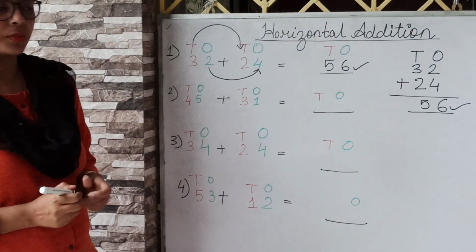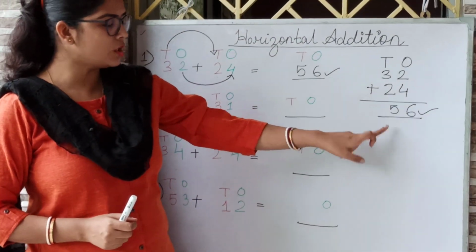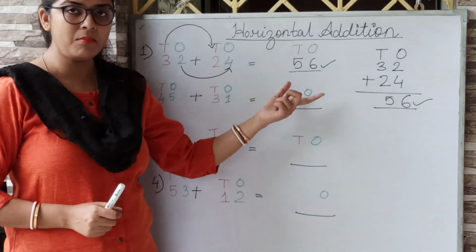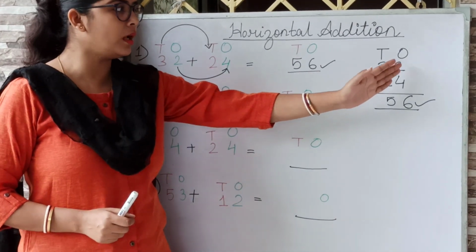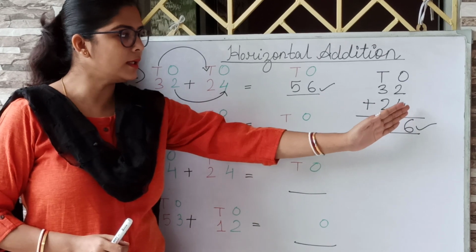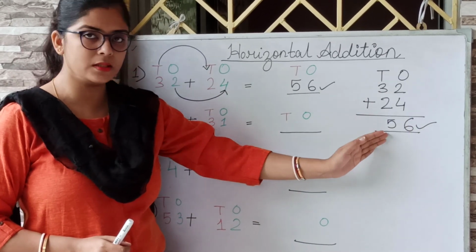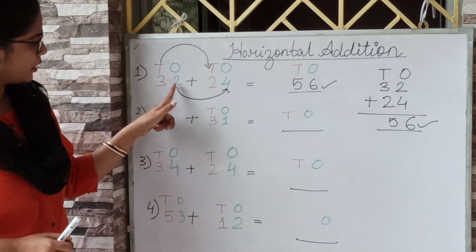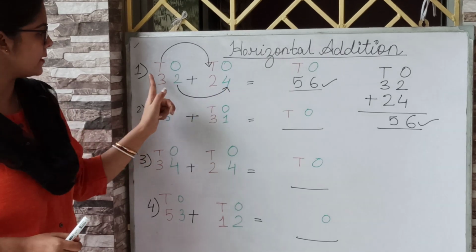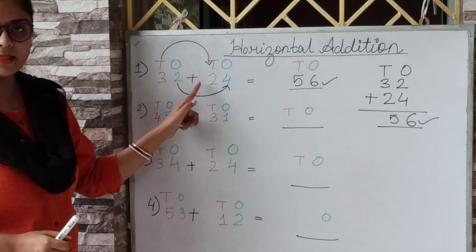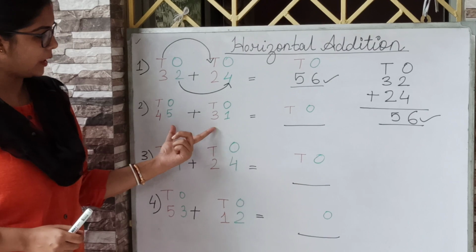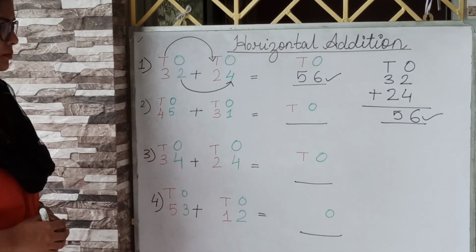Answer is same, no? So see, vertical addition and horizontal addition are the same, as you are adding the ones place in the vertical addition first and then the tens place digit. Same here also. You have to take the ones place digit with the ones place and then the tens place with the tens place. Understood? Now come to the next example.